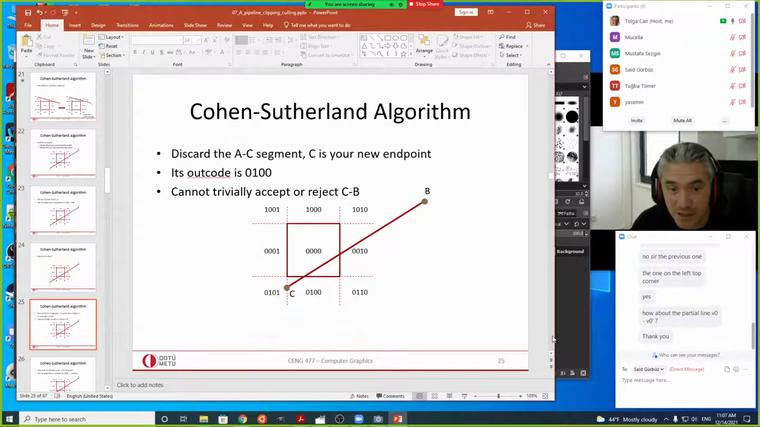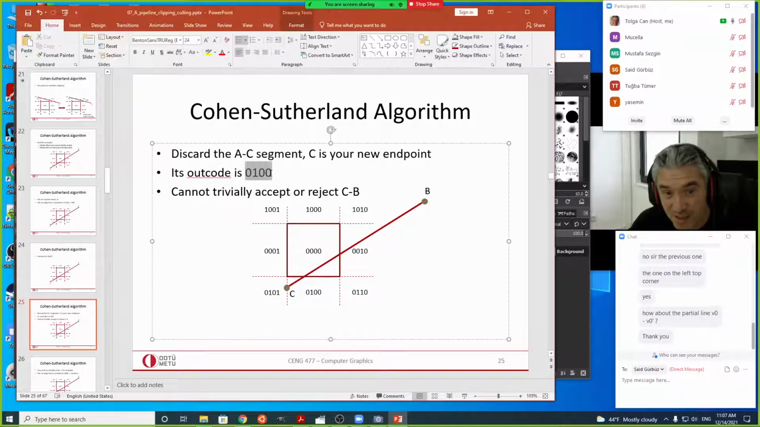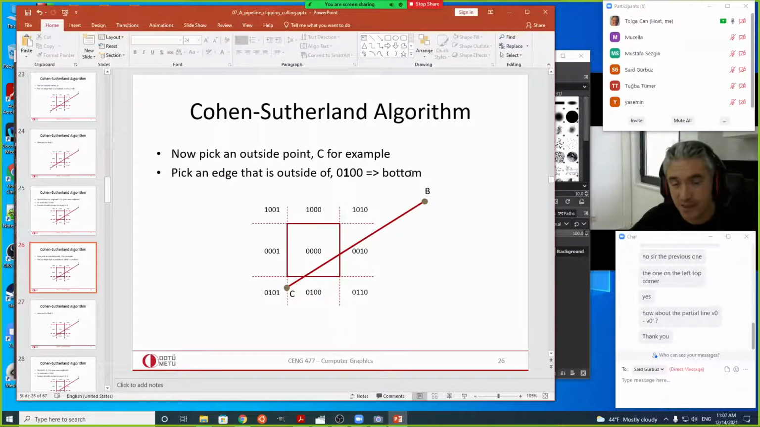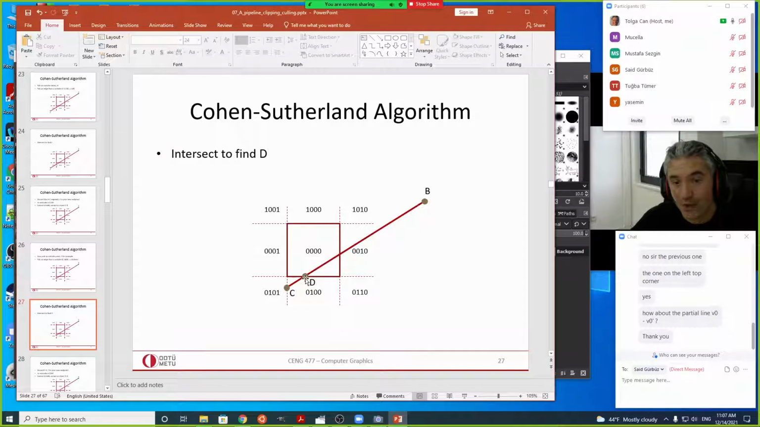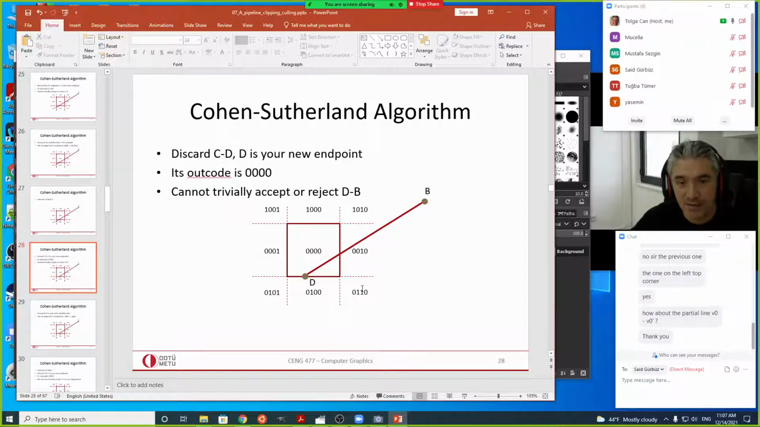Again, we pick an outside edge. Let's see. Now C is our new endpoint. Its outcode will be 0, 1, 0, 0. As you can see, with respect to the left boundary, which was this one, it's now inside. So C is inside with respect to the left boundary at this point. The only edge we can select for C is now this boundary, which is the bottom boundary. Okay, so bottom is the boundary where C is outside. So we clip against the bottom. Now we get this point D, and then D is completely inside at this point. It's 0, 0, 0. Now we can still not trivially accept or reject.